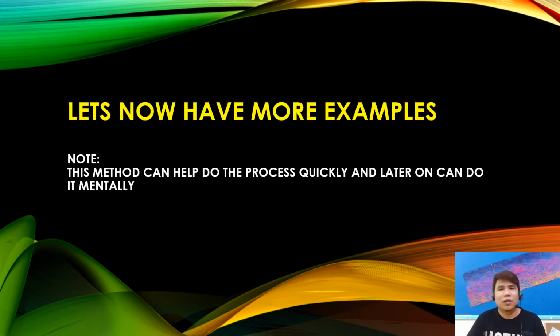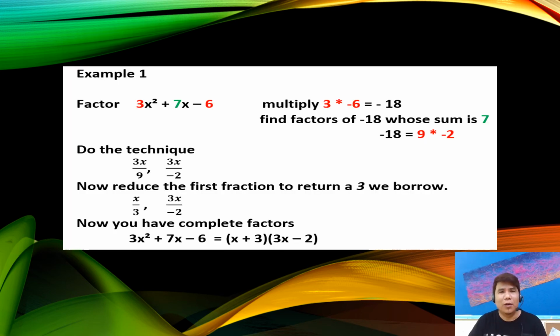Okay, let's now have more examples. Take note that this method can help you do the process quickly, and later on you can do it mentally. Example. We have here factor 3x squared plus 7x minus 6. It's not easy to factor a general trinomial like this, where a is not equal to 1. Here our a is 3 and our c is negative 6.